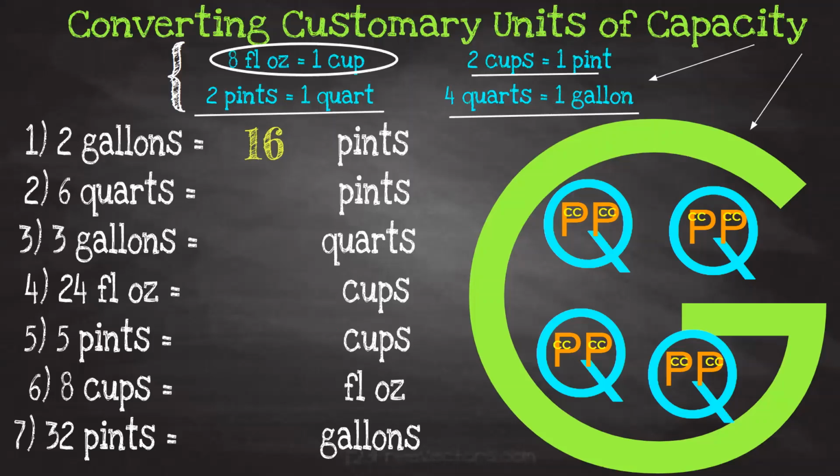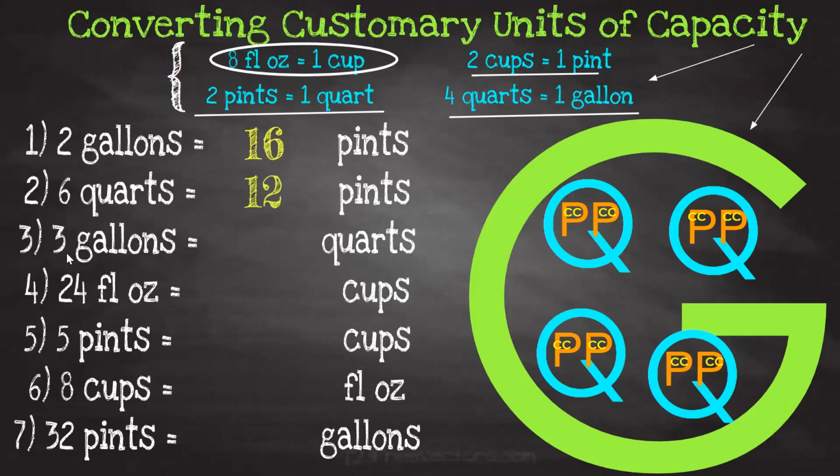Number 2 says, 6 quarts equals how many pints? Now, which is larger, a quart or a pint? The Q is bigger than the P. So again, we're going from a larger unit to a smaller unit. That means we need to multiply. How many pints are inside of 1 quart? There's 2 P's inside of 1 Q. So that means I have to do 2 times 6. And when I do 2 times 6, what does that give me? 12.